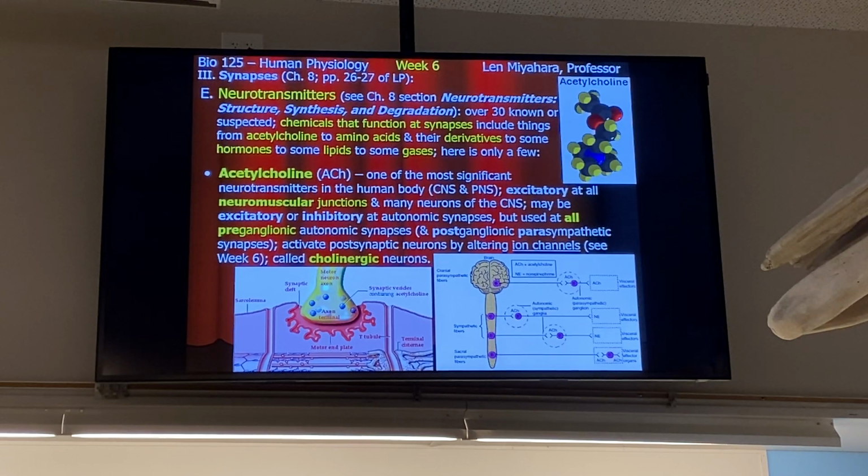Acetylcholine is always excitatory in somatic motor, because the skeletal muscle is the only somatic motor you have. But in autonomic, it could be excitatory or inhibitory. Acetylcholine is used by all preganglionic autonomic neurons, but only the postganglionic parasympathetic neurons.